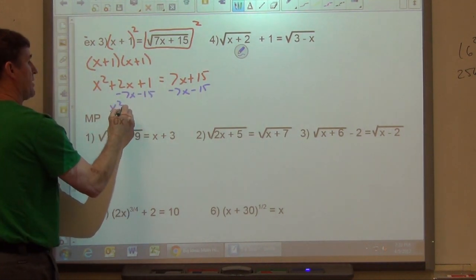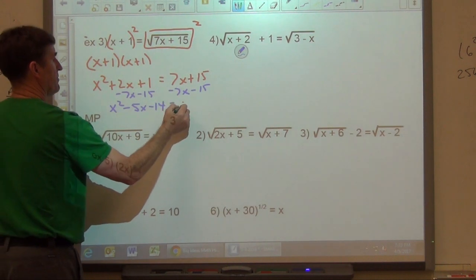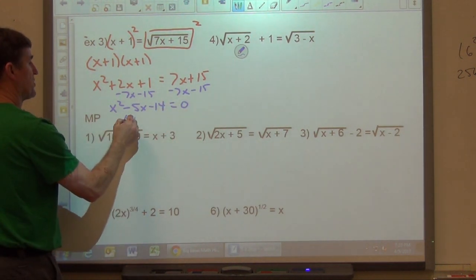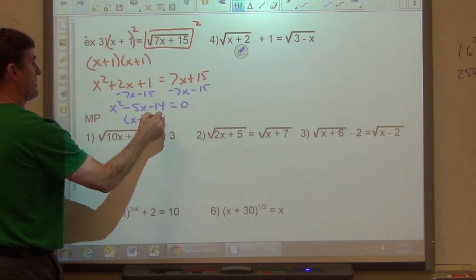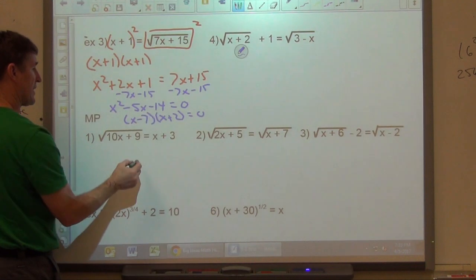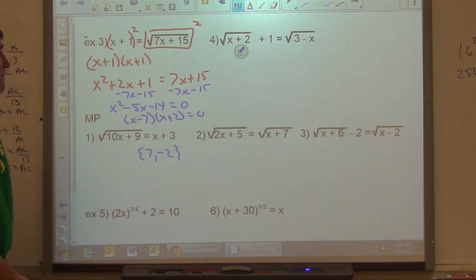And so I get x squared minus 5x minus 14. So now you're going to have to factor this. I'm going to go ahead and just do this quickly. (x minus 7)(x plus 2). And so I get two answers. I get 7 and I get negative 2.